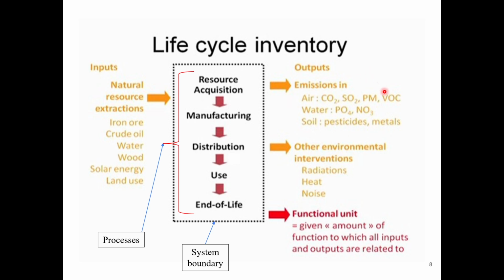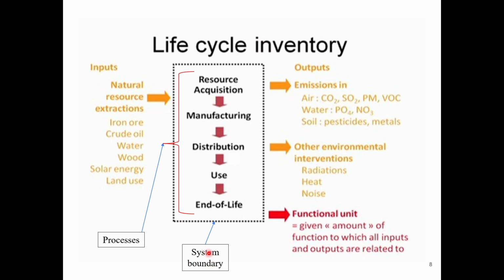So now, if we go into the life cycle inventory, that is the second step. First is the goal and scope, second is the life cycle inventory, third is life cycle impact assessment, and fourth is interpretation. So if you go into life cycle inventory, as we just studied, it will mainly have a certain number of processes. Most standard processes for a product are resource acquisition, manufacturing, distribution, use, and end of life.